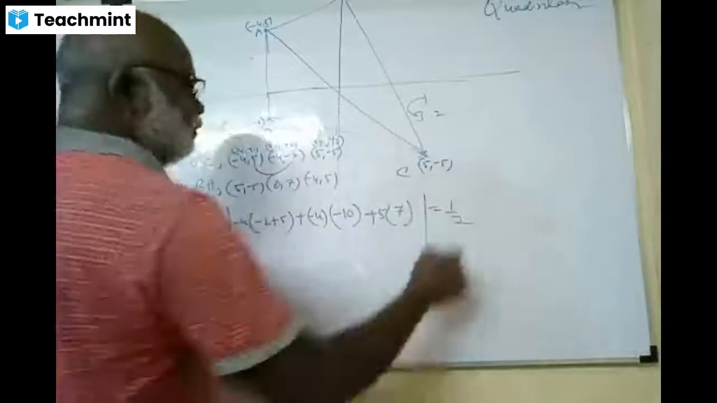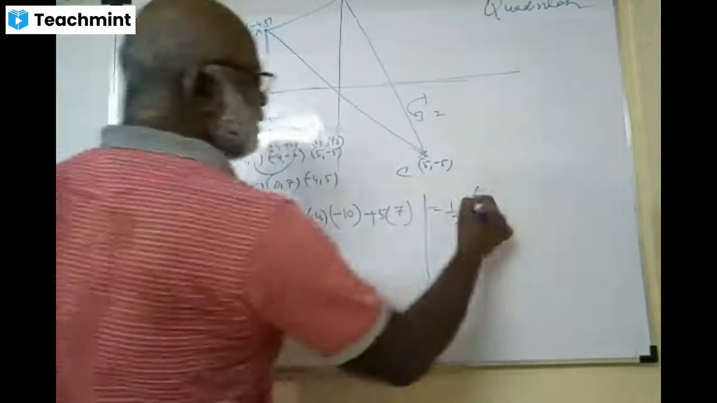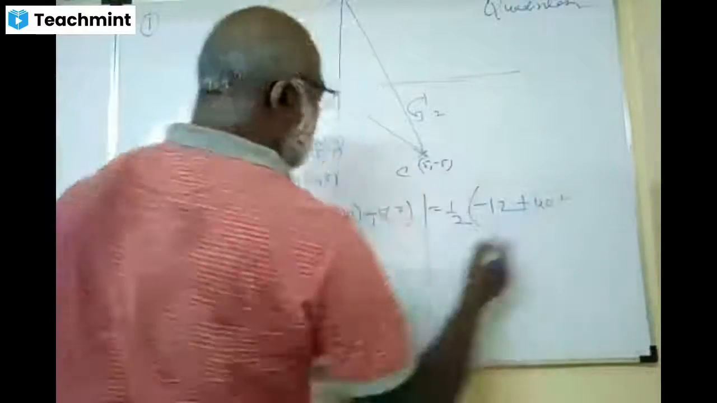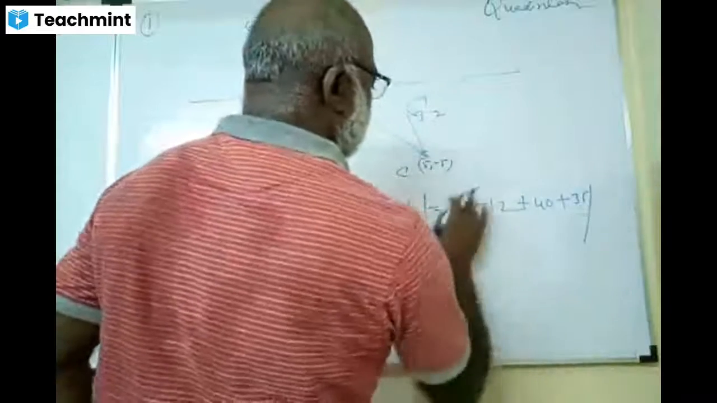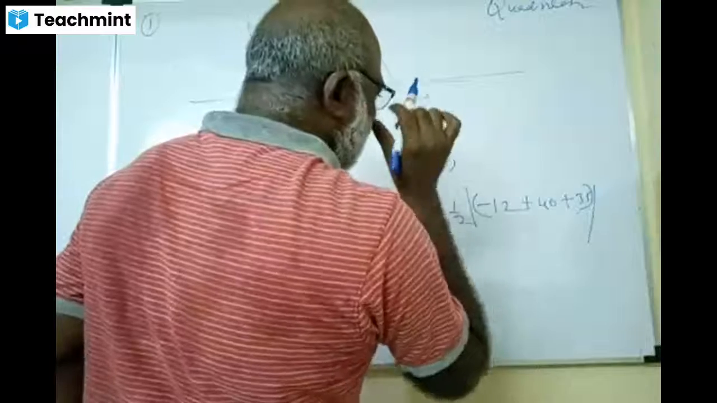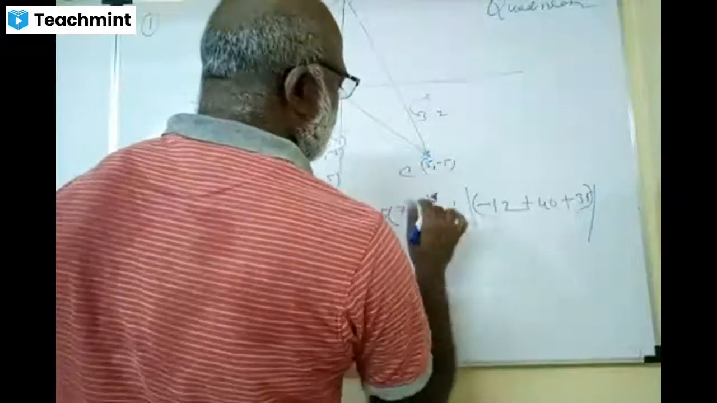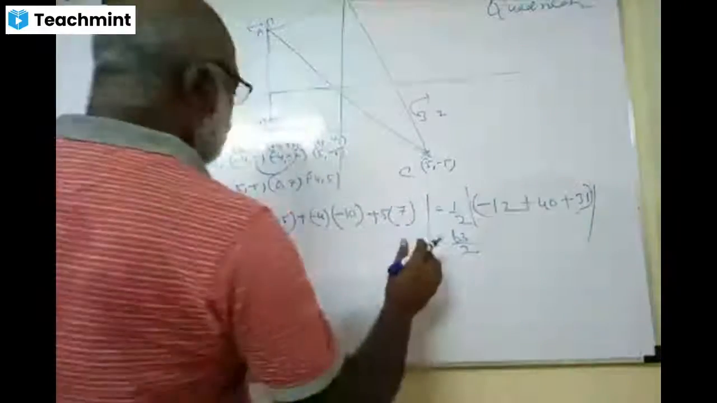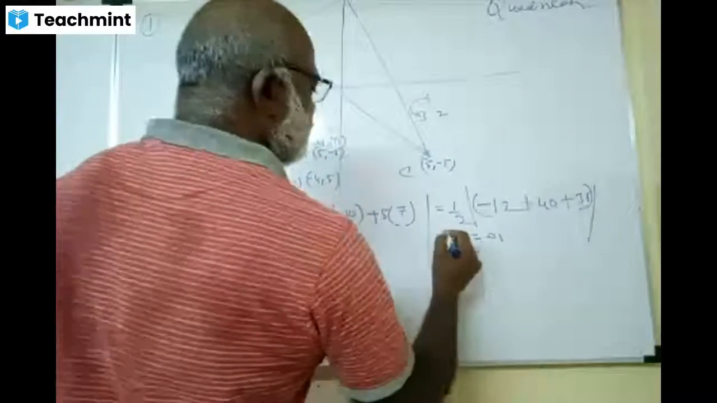Half into minus 4 into plus 3 is minus 12. This is plus 40. Please let us verify it. Plus 35. So you get 40 plus 35 is 75, minus 12 is 63. 63 by 2. So the area of the first triangle is 63 by 2. This is number 1.